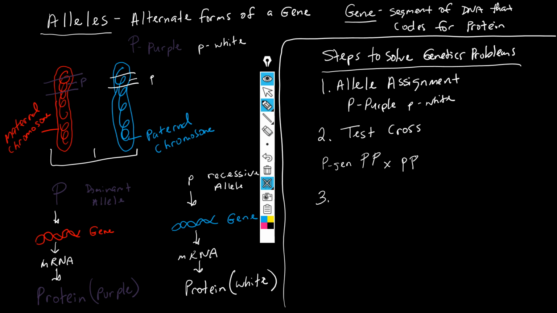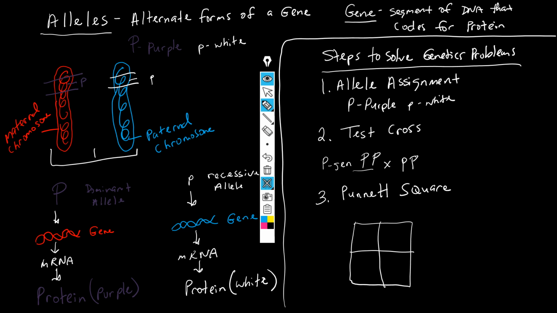The third thing that you want to do is your Punnett square. So now we're to the point where you can set up that Punnett square. So we used our allele assignment to set up our test cross. We're using our test cross to set up our Punnett square. So what you do is you take one parent, and we'll say this is going to be our first parent, this big P, and you separate the alleles over the top of the boxes.